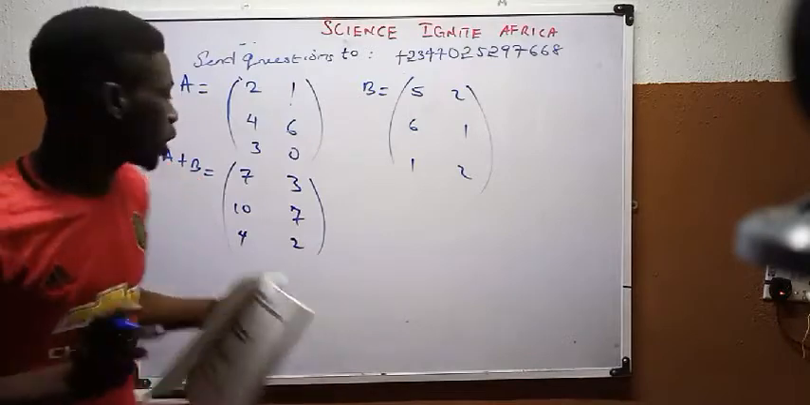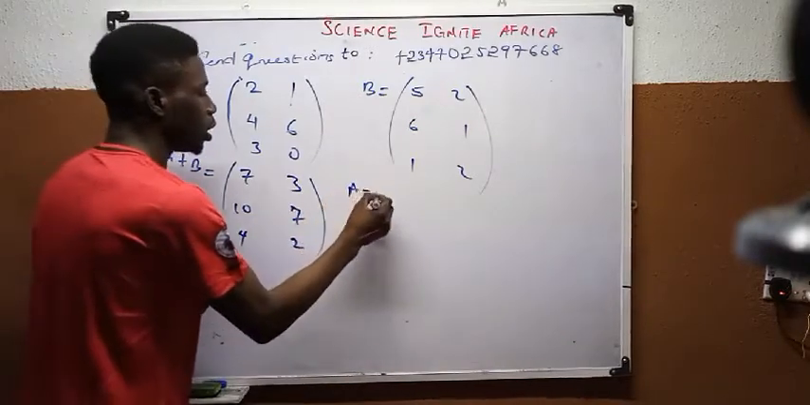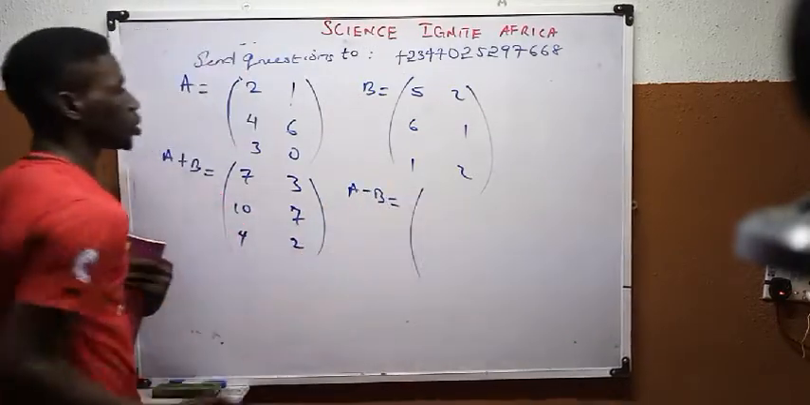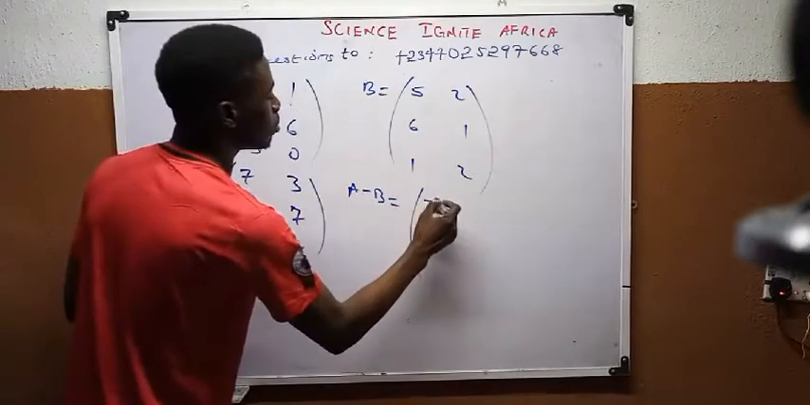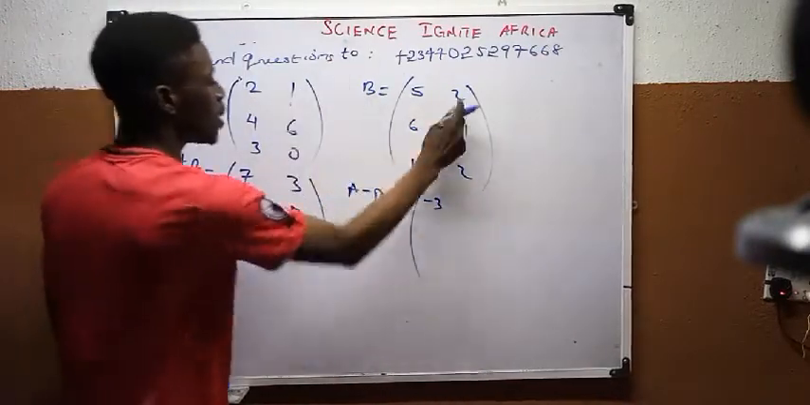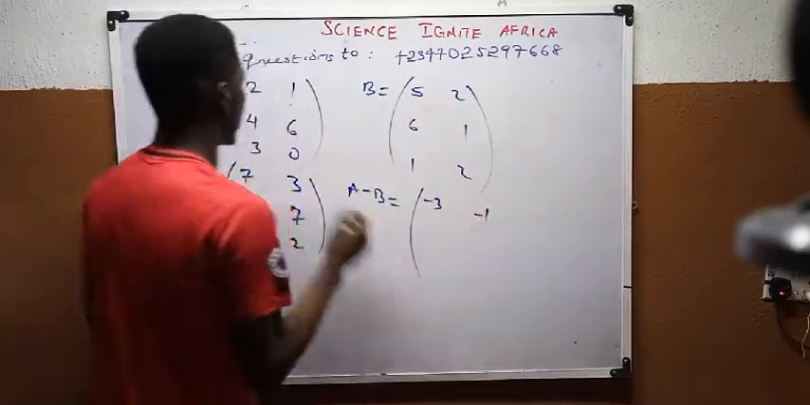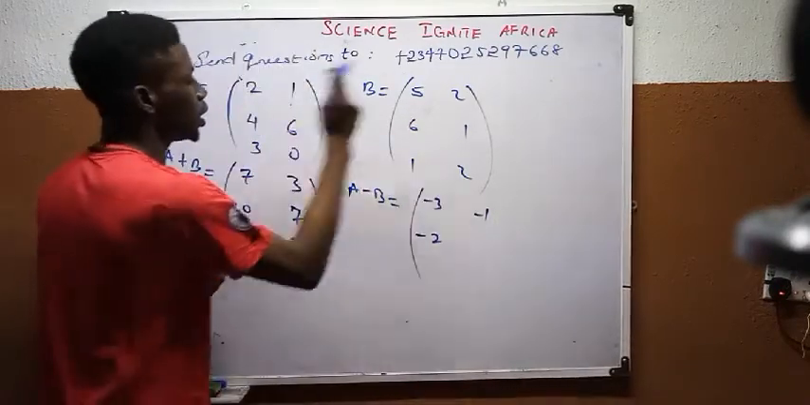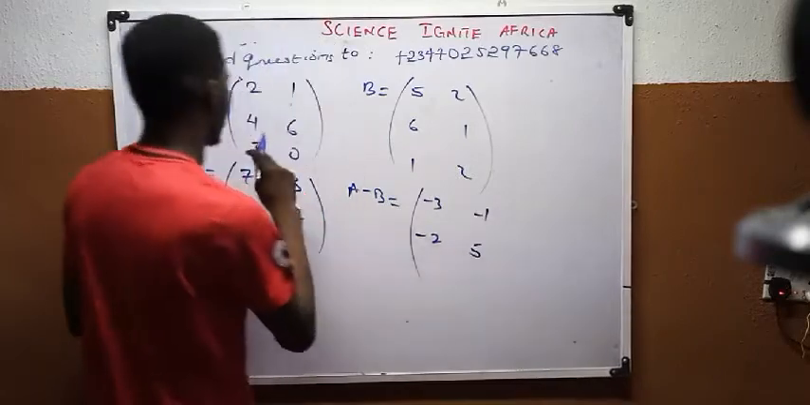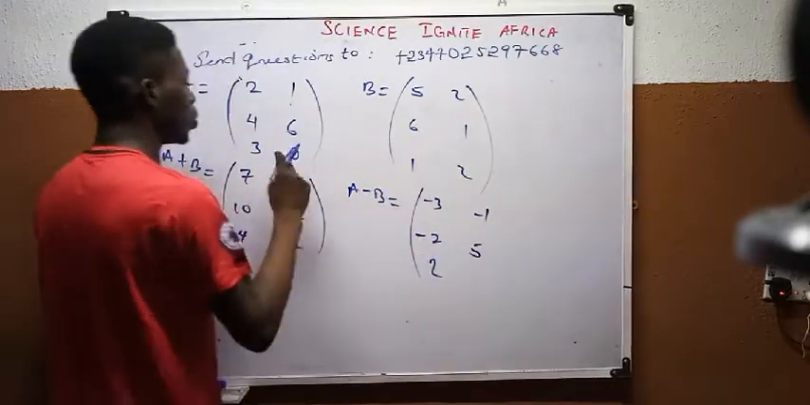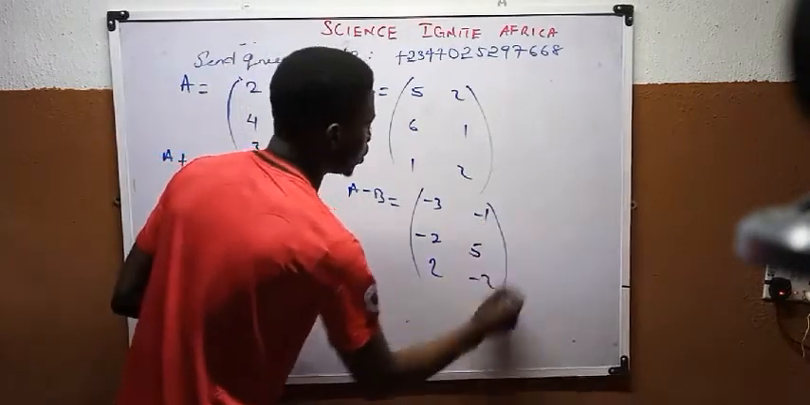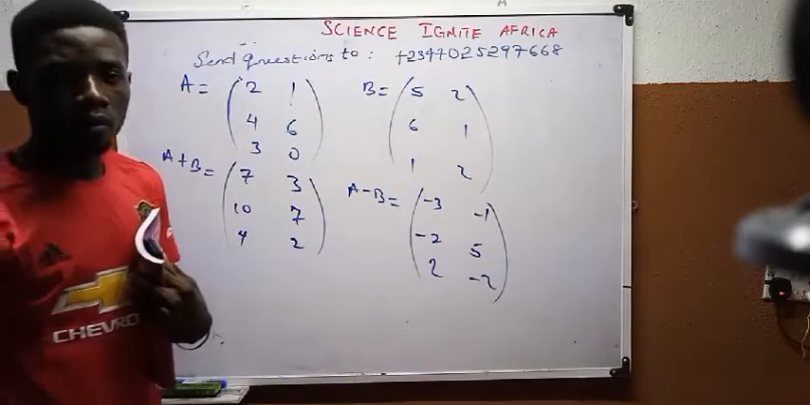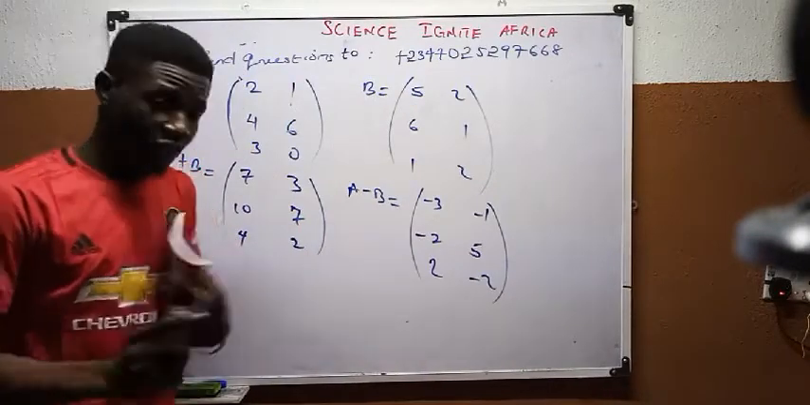If you want to subtract, it is the same way. A minus B equals: 2 minus 5, that's minus 3. 1 minus 2 is minus 1. 4 minus 6 is minus 2. Then 6 minus 1 is 5. 3 minus 1 is 2. 0 minus 2 is minus 2. So that subtraction, you can see it's very, very simple.